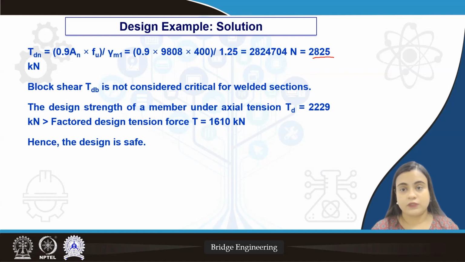Block shear we have not considered for welded section. The design strength of the member under axial tension, TD, is obtained as a minimum of the three sources, that is equal to 2229 kilonewton, which is greater than the factored design tension force of 1610 kilonewton. Hence the design is found to be safe for the diagonal tension member.